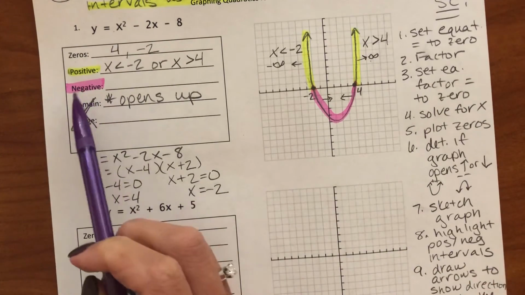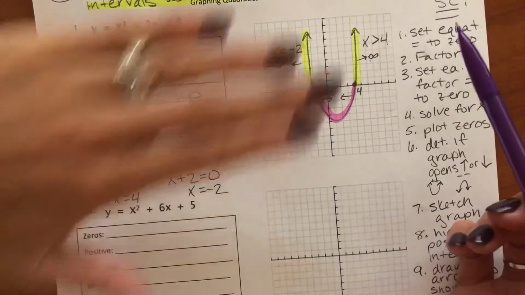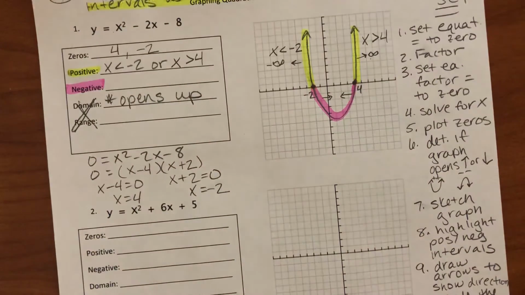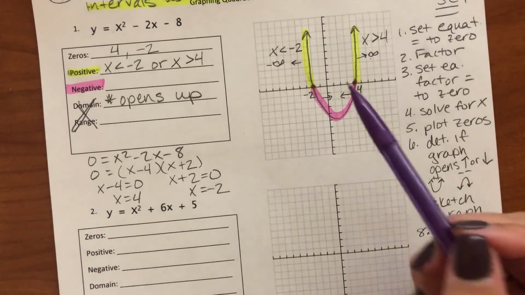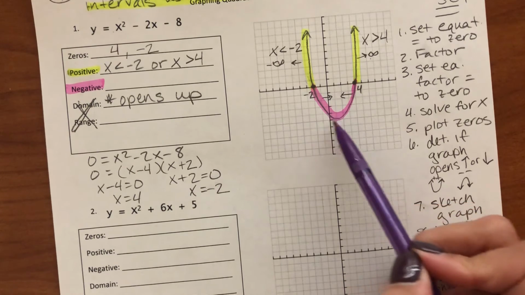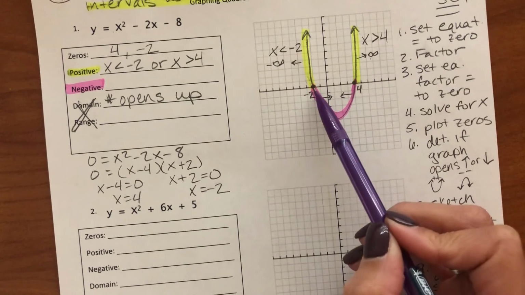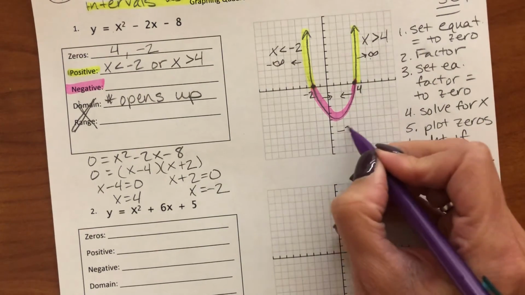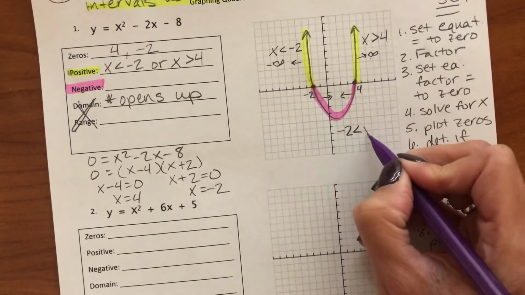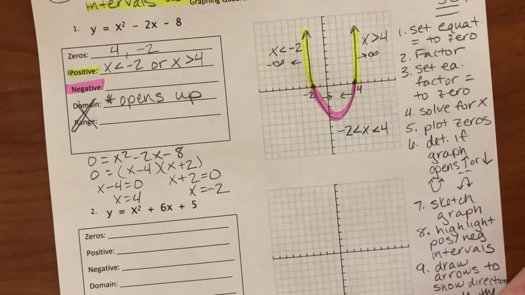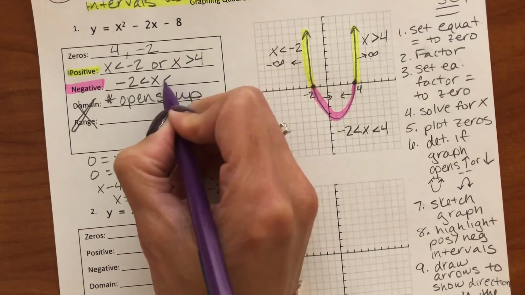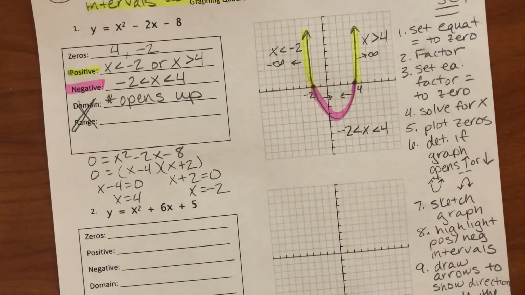Now let's look at our negative interval. So negative is anything below the x-axis, so what I highlighted in pink here. And it's going from -2 to +4. So it's all the x values from -2 to +4. And you show that by saying -2 less than x less than 4. All right, pause the video and try number 2.